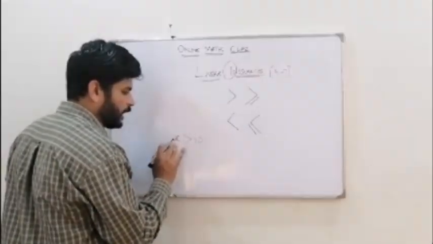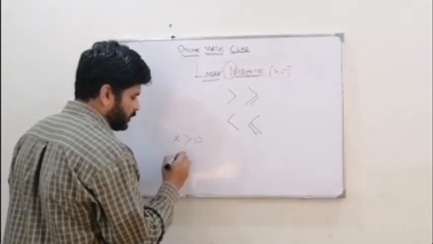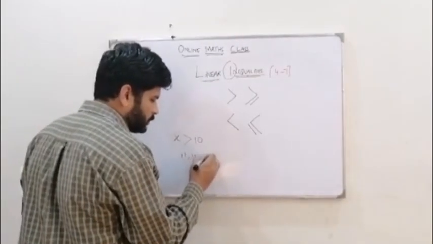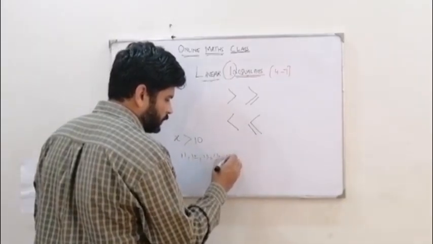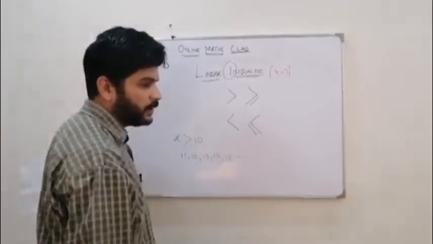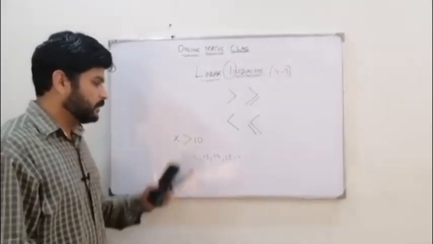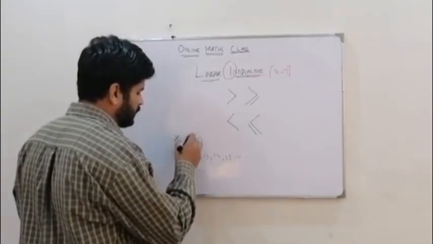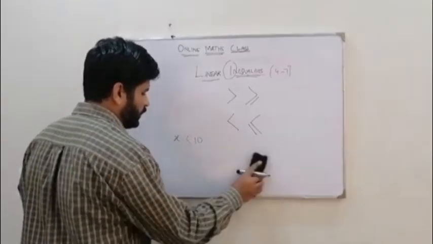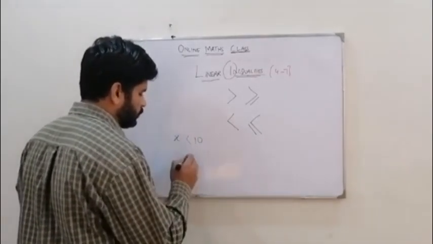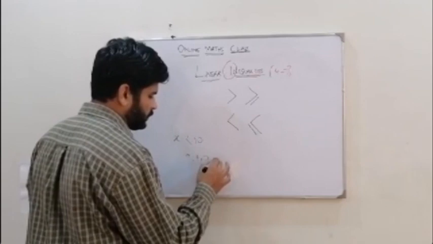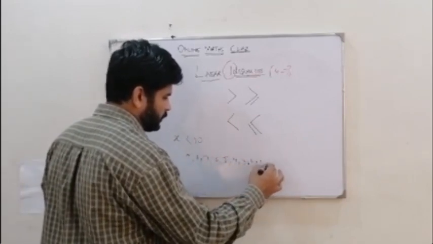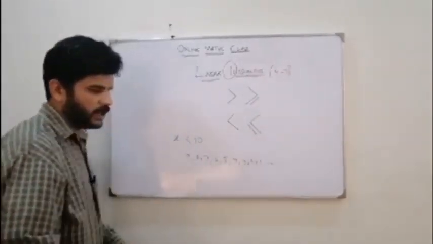If I need to say that x is greater than 10, then x must be equal to 11, 12, 13, 14, 15 and so on till infinity. If I'm going to talk about x is less than 10, then x should be equal to 9, 8, 7, 6, 5, 4, 3, 2, 1, and so on, even in negatives.